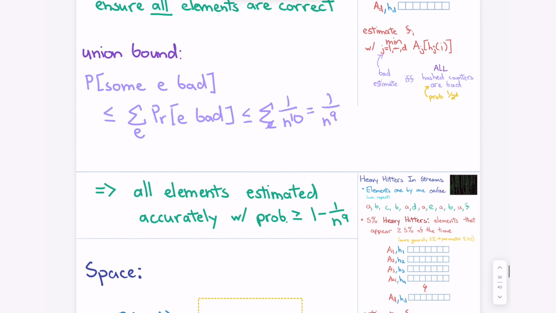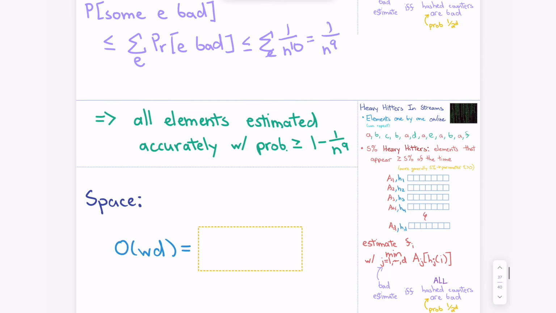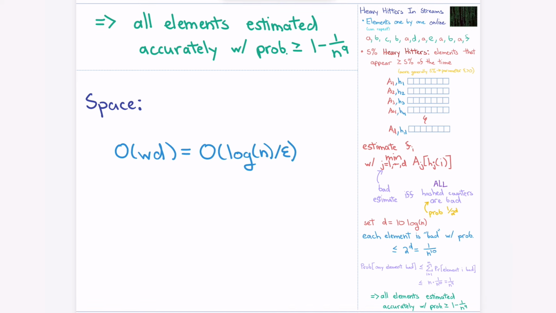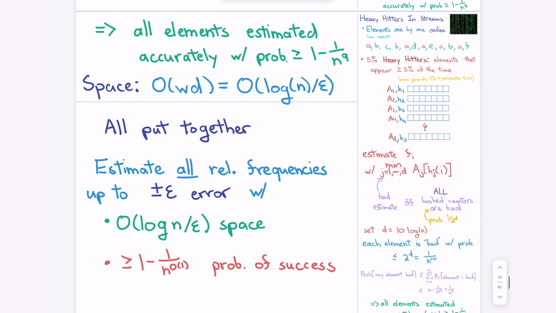Okay. So I only mentioned that the space is log n over epsilon because you have log n over epsilon. Okay, good. All right.